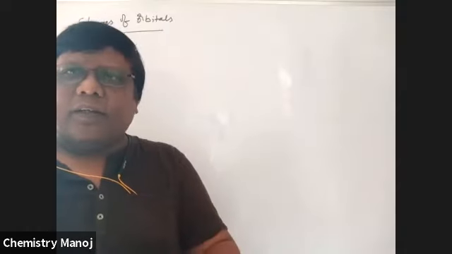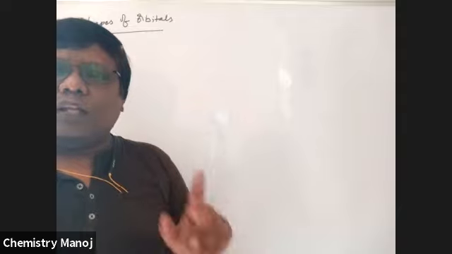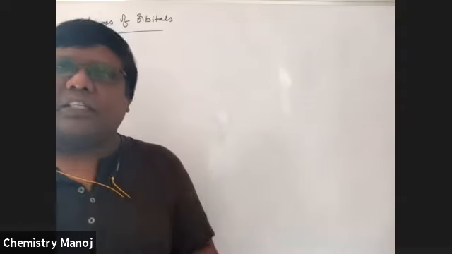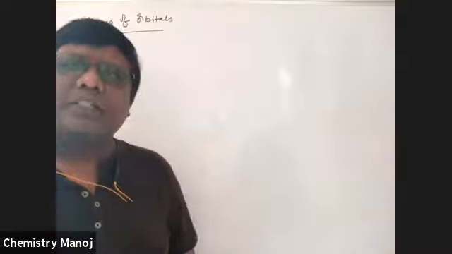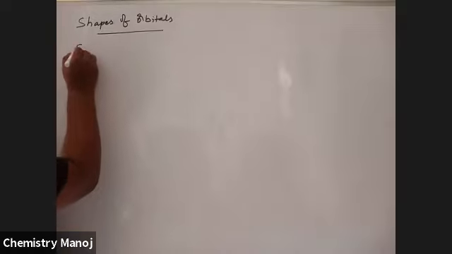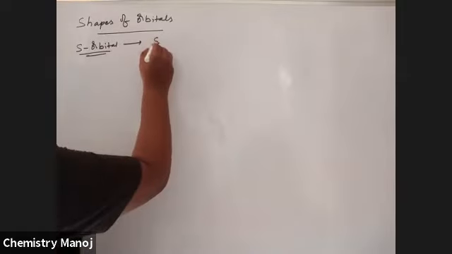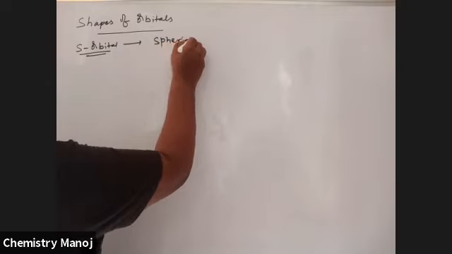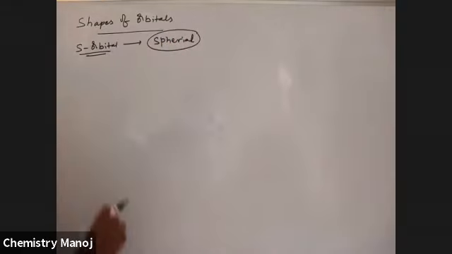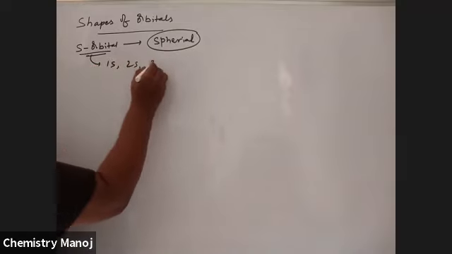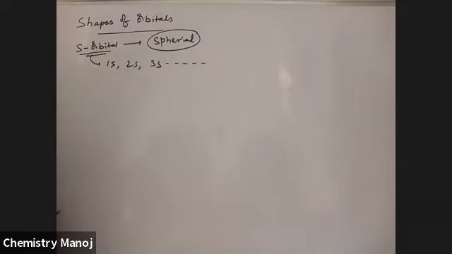Now I won't explain this concept, but what are the psi functions for these orbitals? See here. First of all, S orbital. No doubt we know the shape of the S orbital is spherical. Why is it spherical? That is explained on the basis of some concepts. What are those S orbitals? 1s, 2s, 3s. These are the S orbitals that exist.